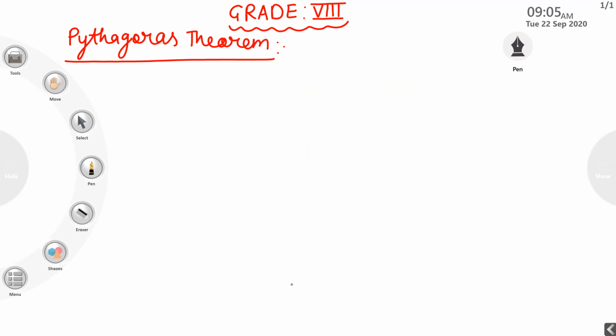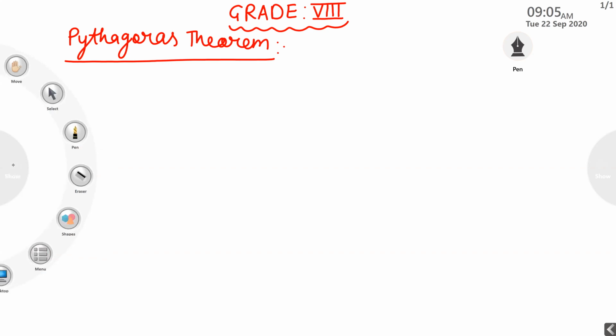Where will we apply Pythagoras theorem first? If a triangle is a right angle triangle, then only I can apply Pythagoras theorem. Pythagoras theorem states that, note down.